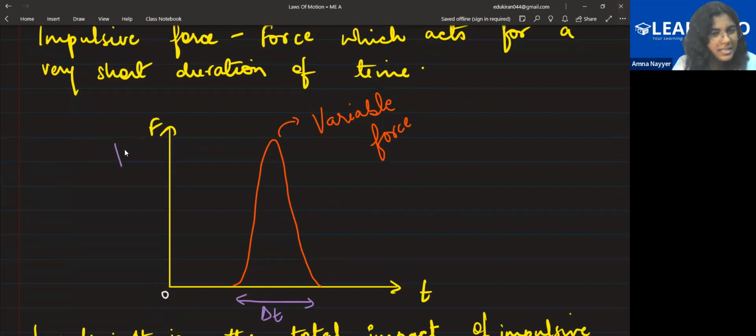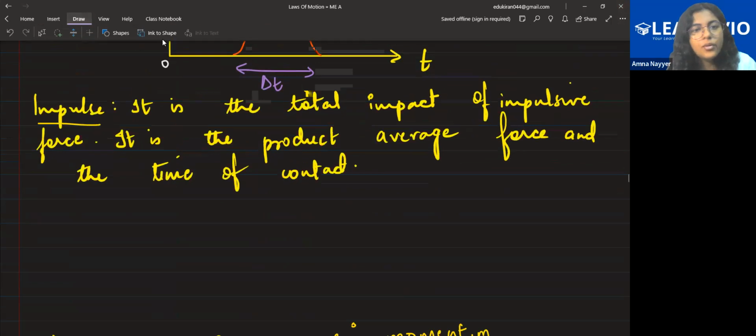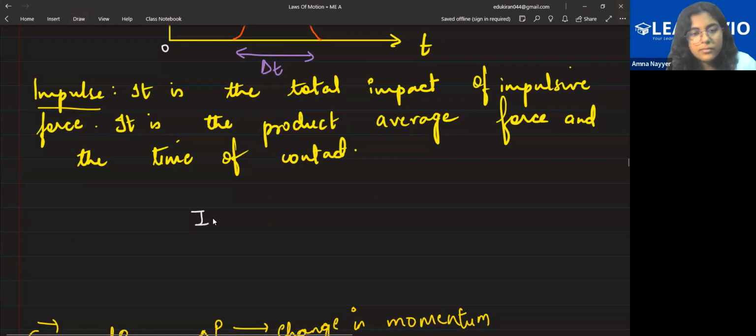So this graph is a little important. It can come in the exam because the graph is different. So how do you calculate impulse force? Whenever you have impulse calculation, just multiply the force with time.